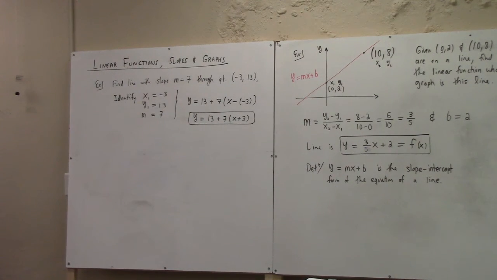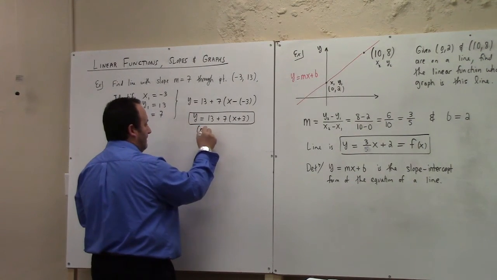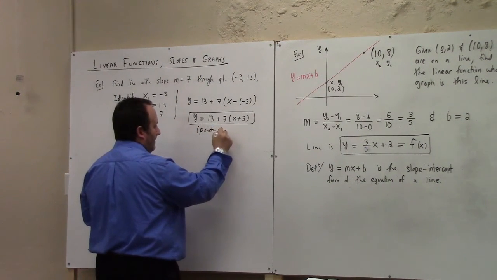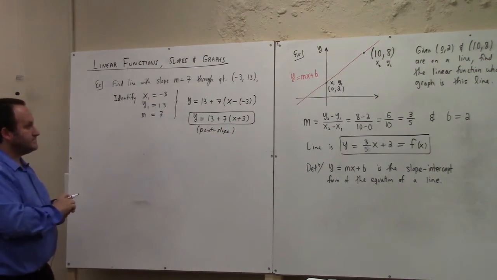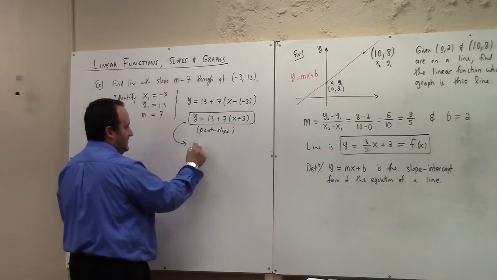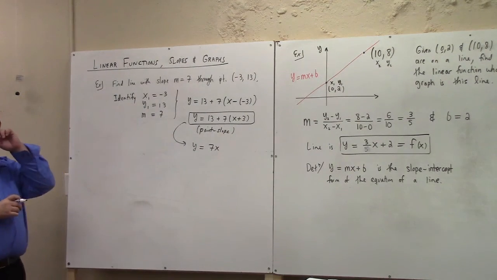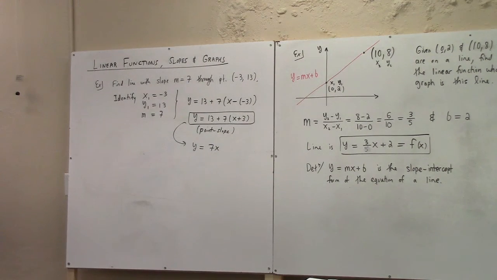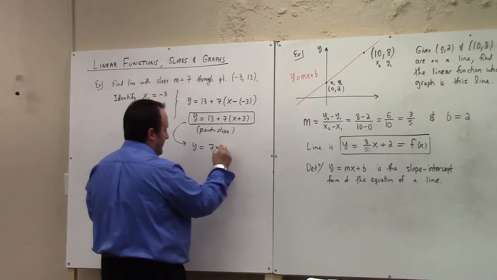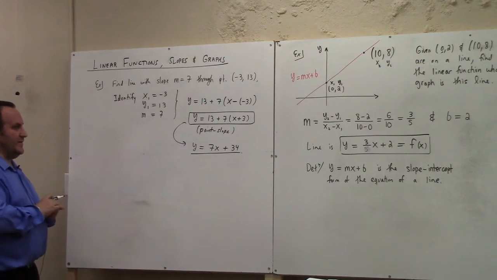What if I wanted to put it into slope-intercept? What would I do? We just do what? y equals 7x, right? Multiply, we get what? 7x plus 21? 21 plus 13 is what? I think it's 34. So 7x plus 34, that would be the slope-intercept form of this line.